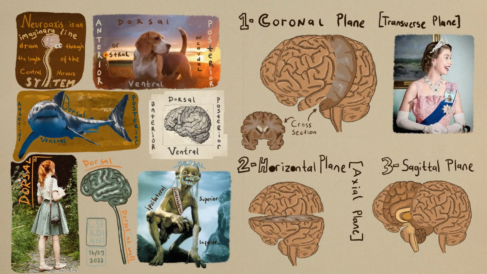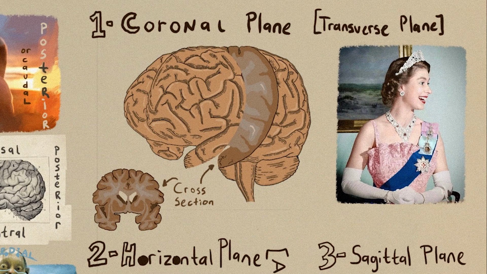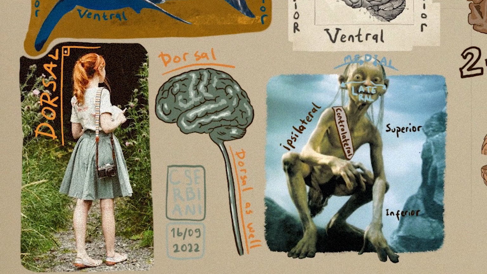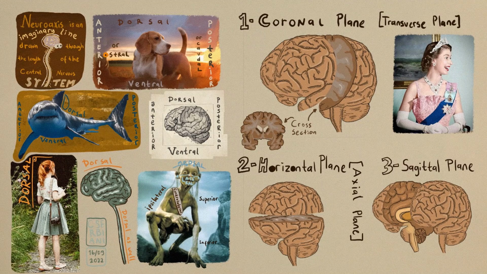In the second part we have learned planes. Coronal aka transverse plane. Remember, if you want to get a cross section or coronal section of a human spinal cord, fetch the idea of this human walking like Gollum. We also learned about the horizontal and sagittal planes.